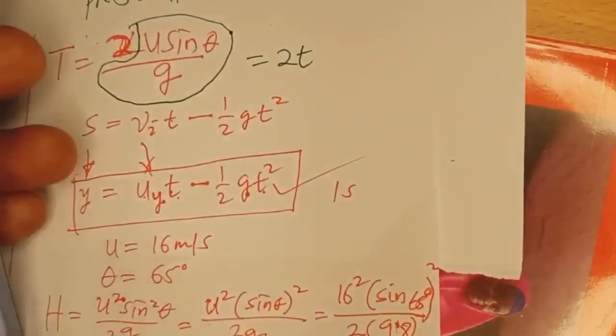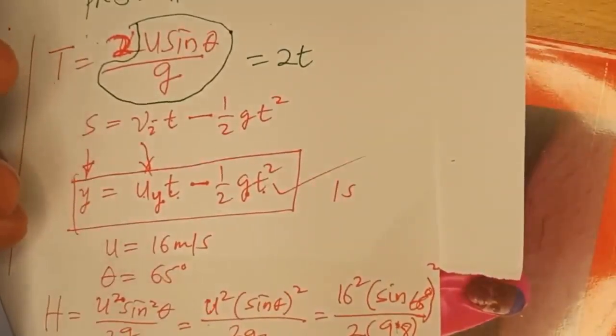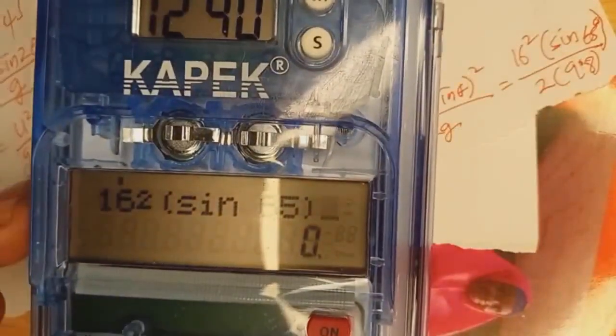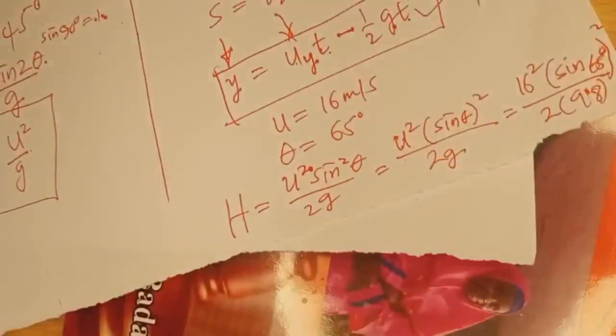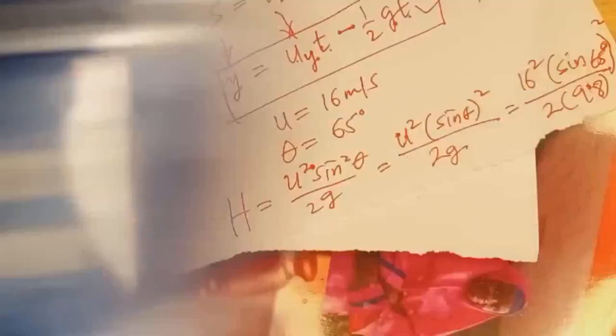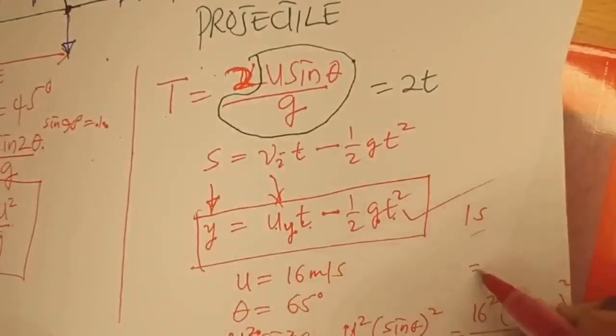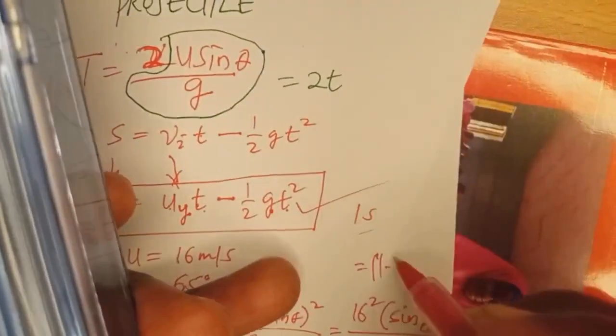So the next is, I will now press 16 squared, open bracket, sine 65, close bracket. This is what you should press. When you press this one, next you say divided by, you press the division operator, 2 open bracket 9.8 close bracket, and then you press the equality sign. This will be 11.83, approximately 11.8. So my height will be 11.8 in meters. This is the maximum height.